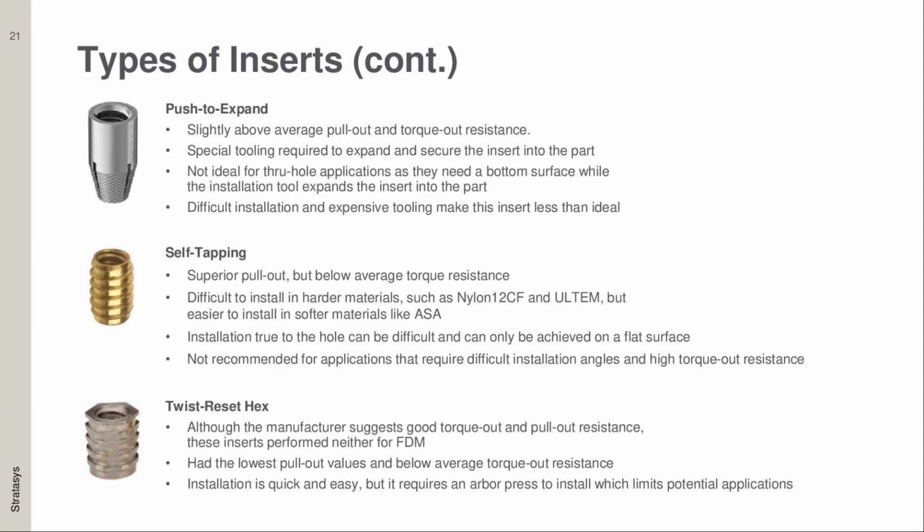And then finally, we have the Twist Reset Hex. The manufacturer said these have good torque and pull-out resistance, but we discovered that neither of those were true for FDM. It had the lowest pull-out values and it had below average torque out resistance. The installation was quick and easy, but it requires an arbor press to install, which limits potential applications. So in general, stay away from those.